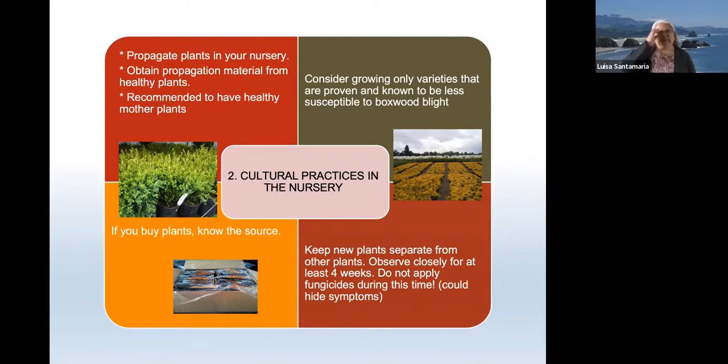If you receive plants from other places, as with any other disease, keep them in quarantine, at least 4 weeks separated from the other plants before you mix them with the other plants in your nursery. Try not to apply any fungicide, because we want to see if they develop disease symptoms, or insects, or any other problem. So it's always good to keep that in mind, to quarantine plants before you mix them with your plants.